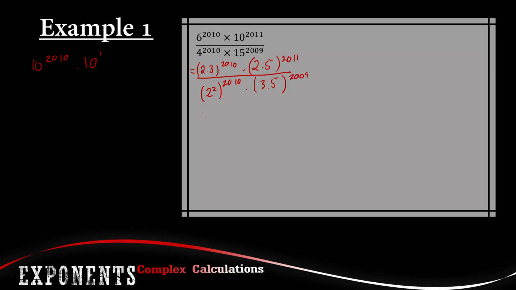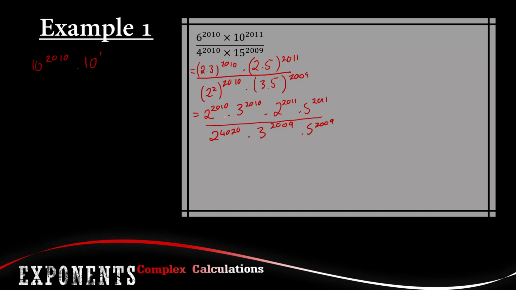Okay, now I'm going to take the exponents into the bracket and put it to each base. 2 to the power of 2010 multiplied by 3 to the power of 2010 multiplied by 2 to the power of 2011 multiplied by 5 to the power of 2011, all over 2 to the power of 4020 multiplied by 3 to the power of 2009 multiplied by 5 to the power of 2009. Okay, so that was a mouthful.